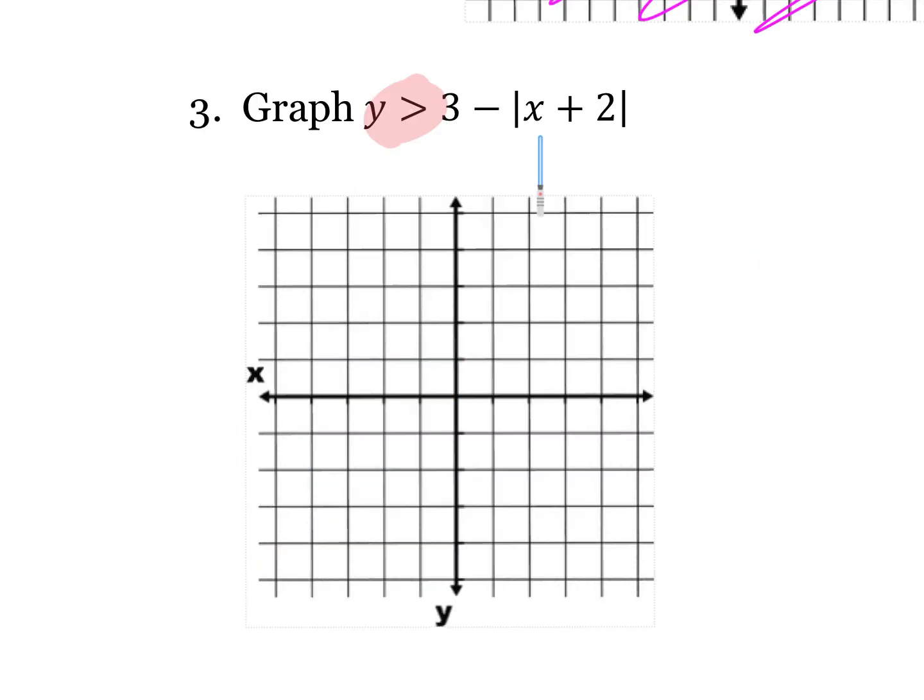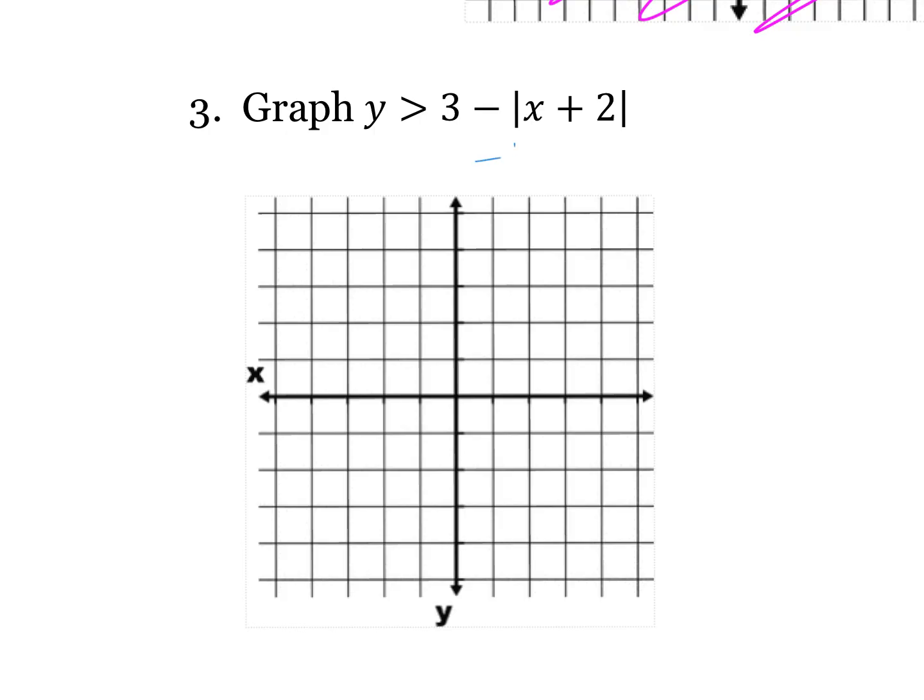Ooh, absolute value. What's this absolute value doing? It's the V. Very good. What's that plus 2 going to do? Left 2. What's that negative in front going to do? Flip it. What's that 3 going to do? Nice. This messes people up when I put it in this order.